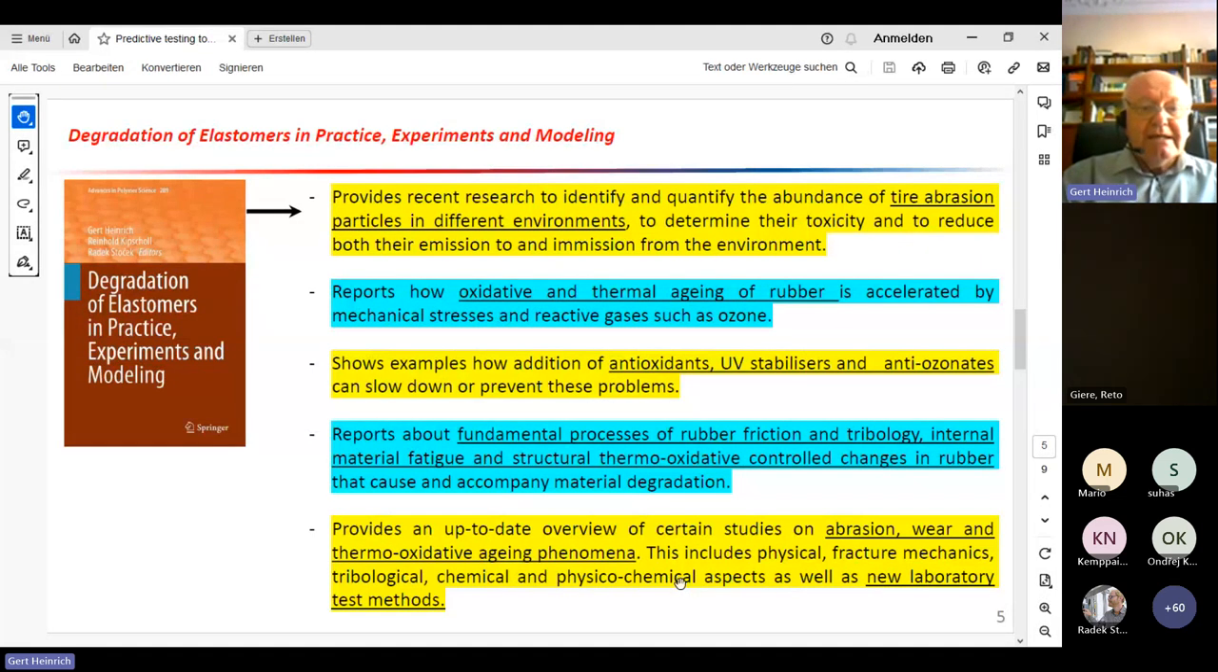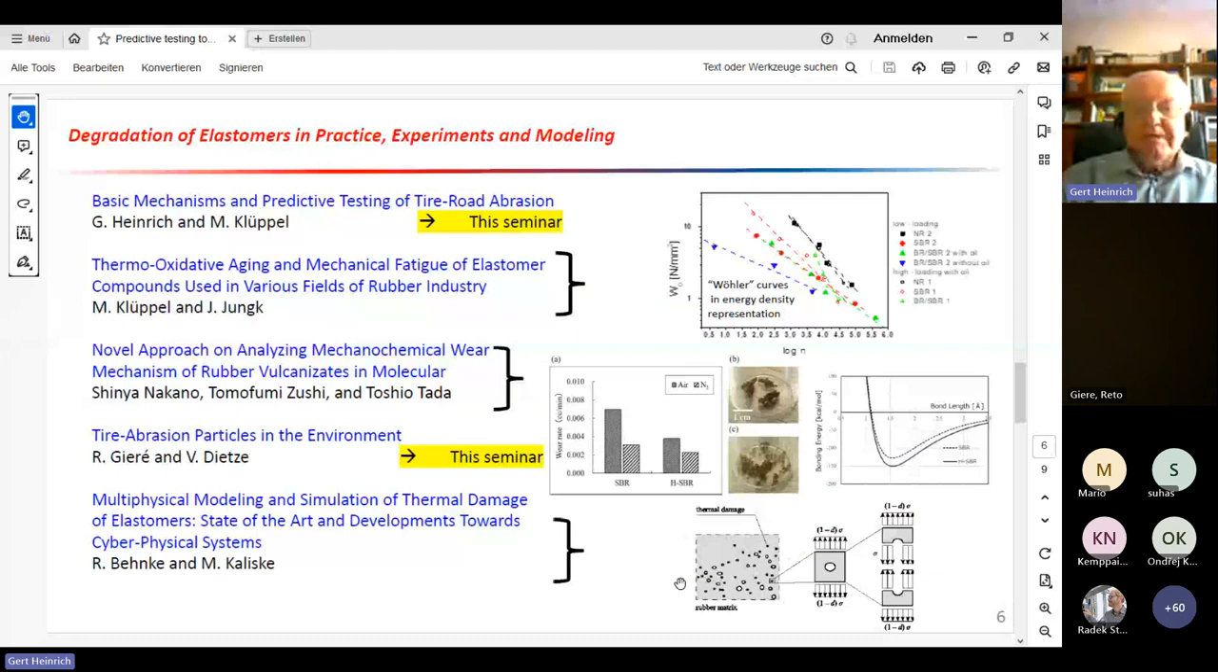I have here also listed the titles of the chapters. We can do that relatively fast because some of these chapters will then be presented in the next part of this webinar. I myself will report about this chapter, Basic Mechanism and Predictive Testing of Tire Road Abrasions.